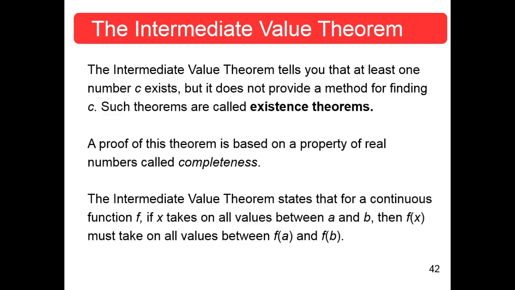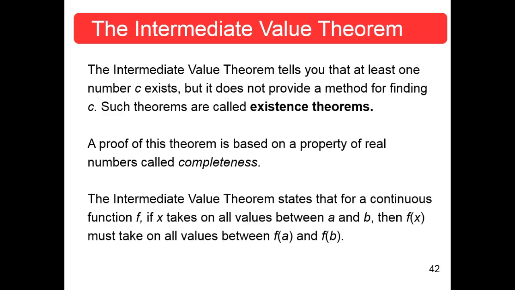Now, this intermediate value theorem tells you that at least one number exists, but it doesn't tell you what the number is. That's another problem. It does not provide a method for finding the C. Such theorems are called existence theorems, and therefore, to me, they would be the hardest ones to prove. Proof of this theorem is based on the property of real numbers called completeness, and that's what you have to use.